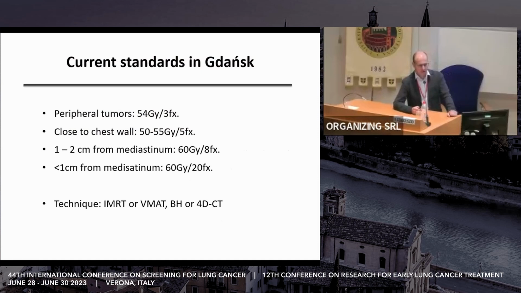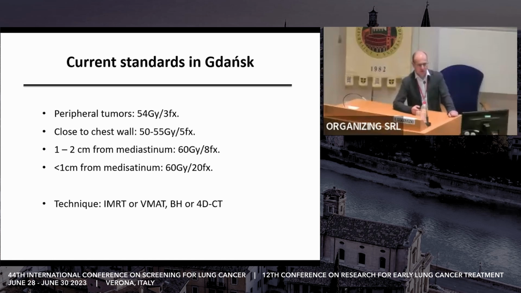Professor Mazzarotti will speak about it. We use 54 grays in 3 fractions for peripheral tumors, 50 to 55 grays in 5 fractions with the tumors close to the chest wall, and 60 grays in an 8 fraction schedule, which is used in Europe mostly for the tumors that are located 1 to 2 centimeters from mediastinum.